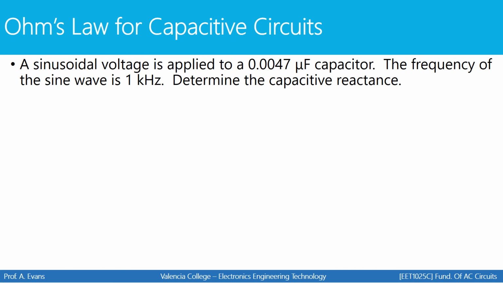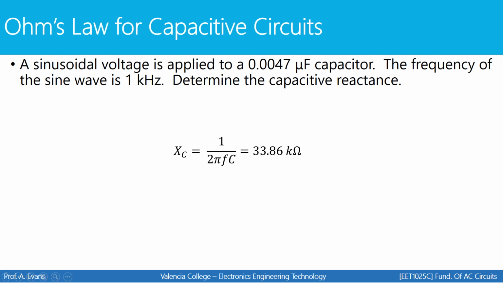So here's an example. A sinusoidal voltage is applied to a 0.0047 microfarad capacitor. The frequency of the sine wave is 1 kilohertz. Determine the capacitive reactance. You just need to remember the formula, 1 divided by 2 pi fc. That formula you will use 200 or 300 times this semester at least. You need to memorize it. Just by doing the homework alone, you will memorize it. It will not be given to you on a reference sheet for an exam. So 1 divided by 2 pi fc, that is your formula for capacitive reactance.